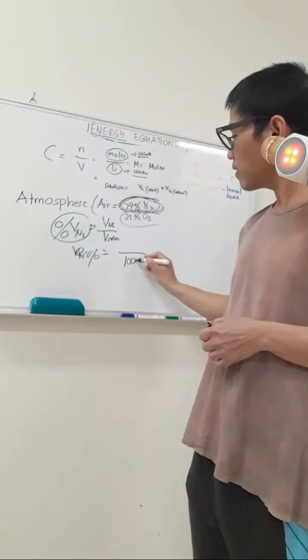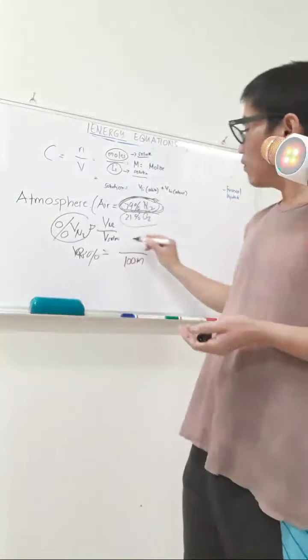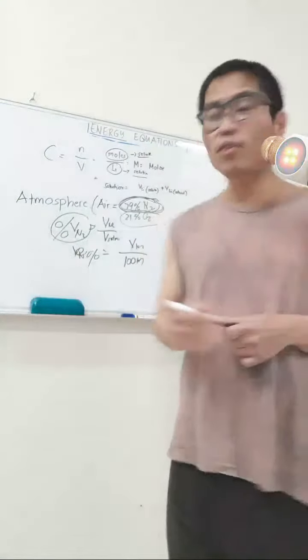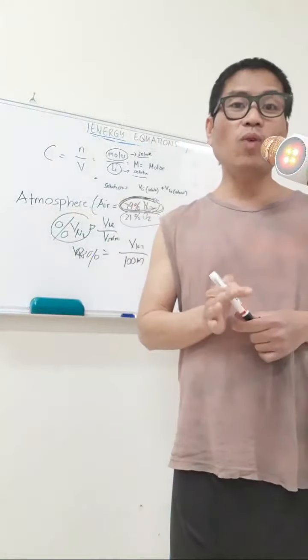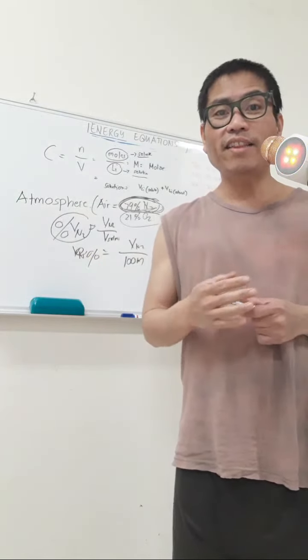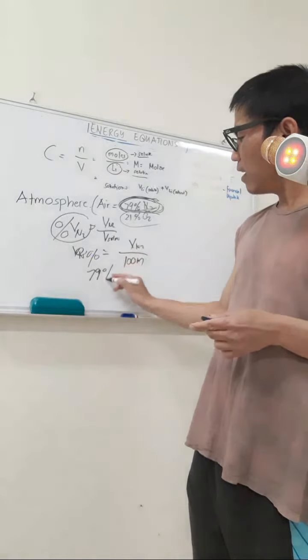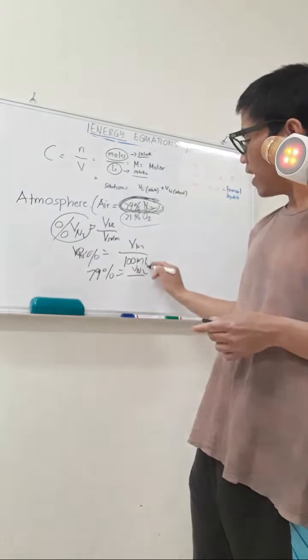And the volume of N2 you don't know, right? The volume of N2 you don't know. And there is a percentage given already, which is 79% nitrogen by volume that God gave to us, our Creator. So 79% is equal to the volume of N2 over 100 ml.